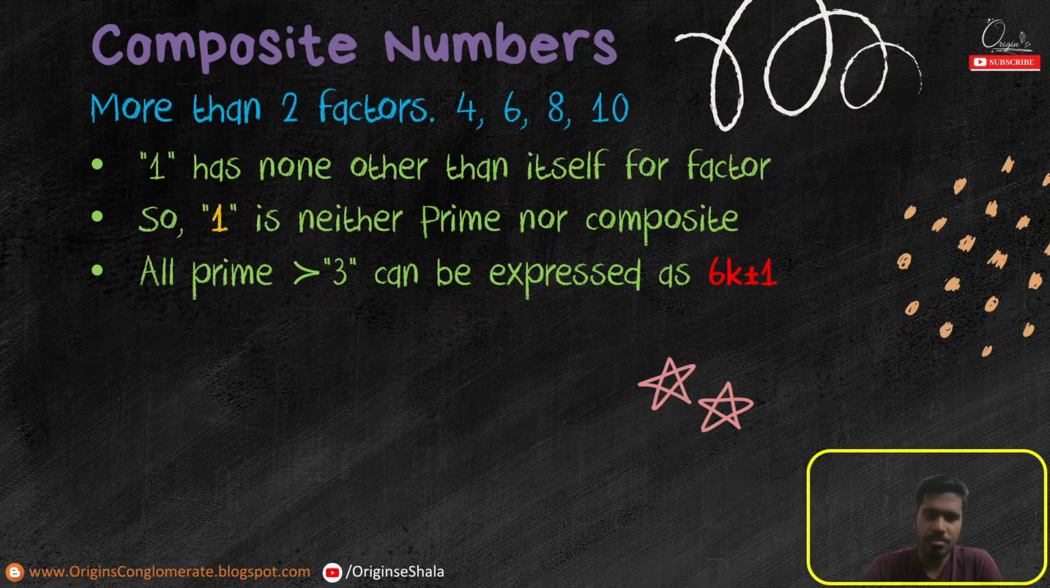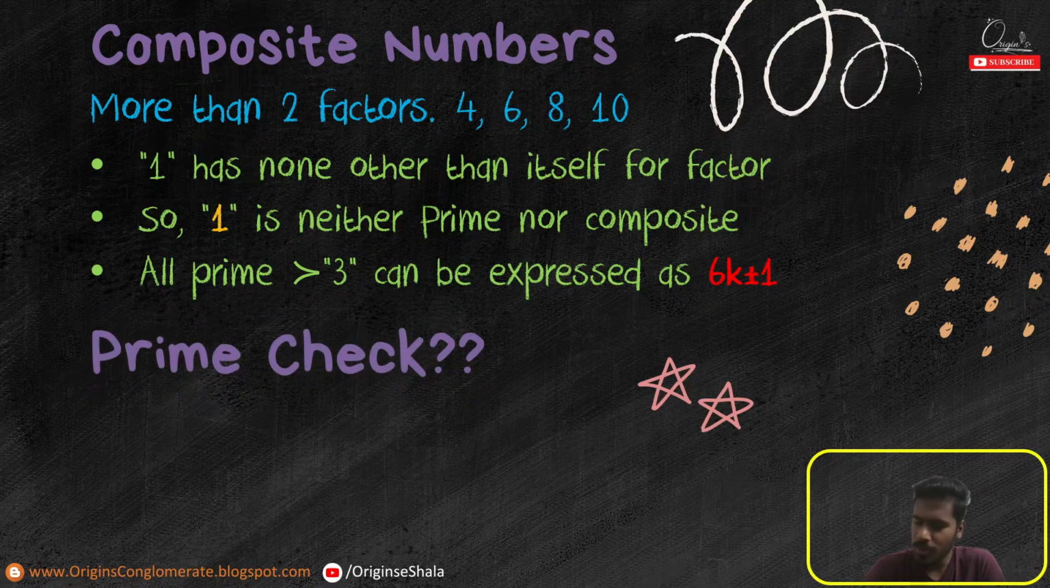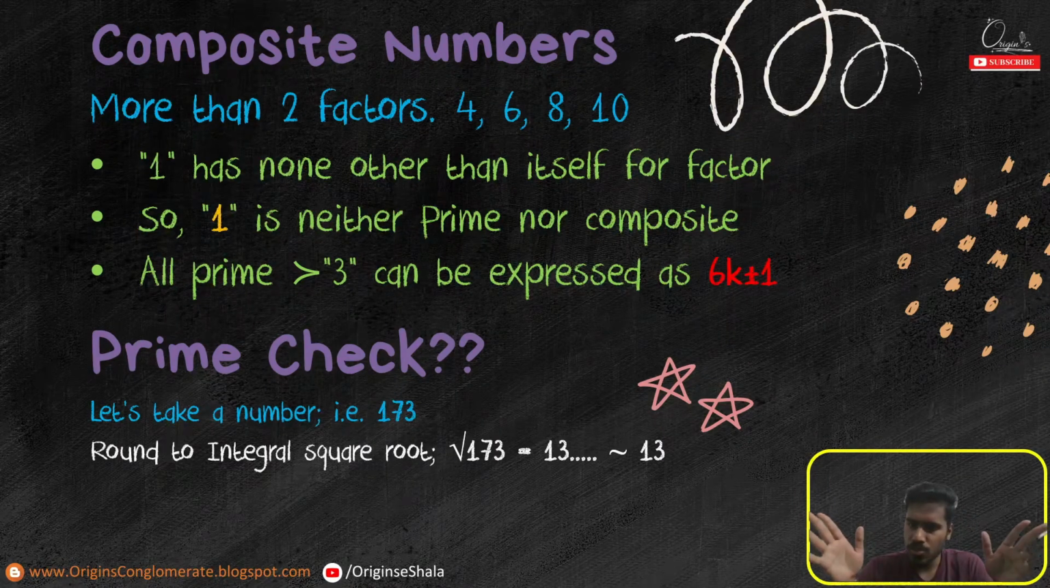Okay, I think many of you might be having that question. So let me tell you how to check for a prime, which I was going to explain anyway. Let's take a number, 173. The basic thing I will do first is check whether it is following this pattern, 6k plus or minus 1, or not.